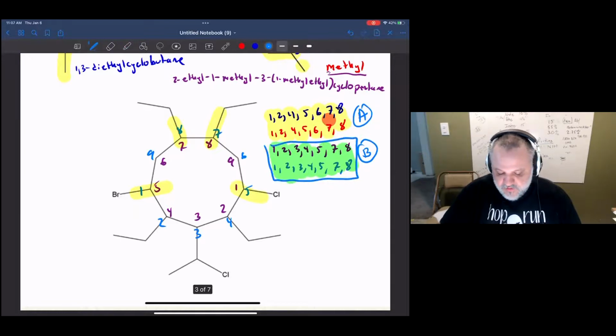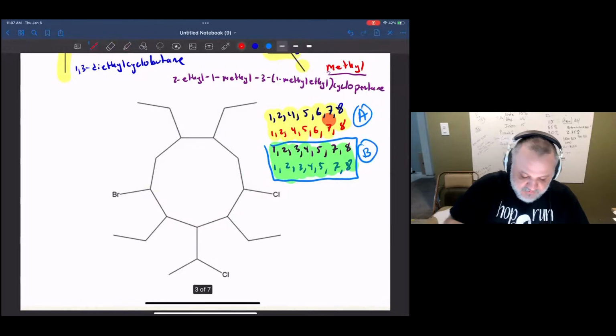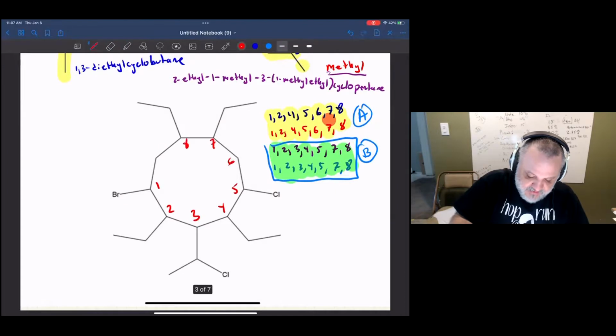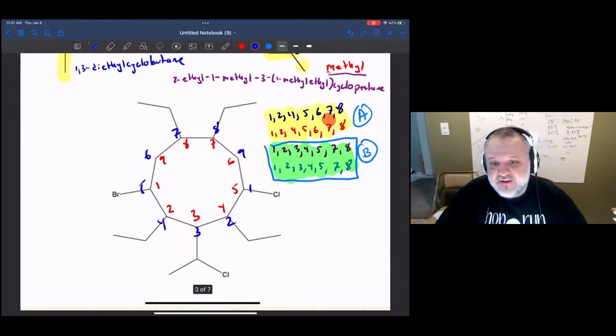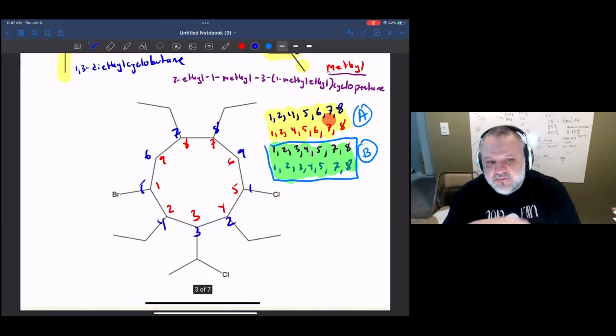And so that was the ones that started with either the chlorine group or the bromine group. And so that means I can go 1, 2, 3, 4, 5, 6, 7, 8, 9, or I can go 1, 2, 3, 4, 5, 6, 7, 8, 9. So we've narrowed it down. We took probably 5, 6, 7 different ways to possibly number it. We narrowed it down to 4, and of the 4, we've narrowed it down to 2. And now we need to pick which of those 2.